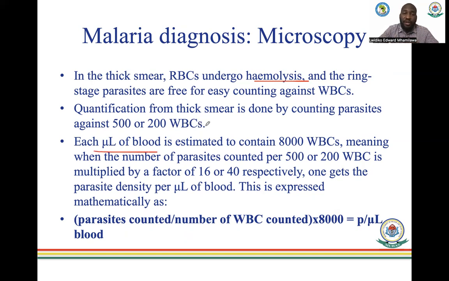And usually each microliter is estimated to have 8,000 white blood cells, meaning the number of parasites counted against 200 or 500 white blood cells is multiplied by a factor of 40 or 16, because this is 8,000. If you divide it by 200, you get 40. And whatever you counted, you multiply by 40. If you counted against 200 white blood cells, you will get your factor of how many parasites you see per microliter of blood.